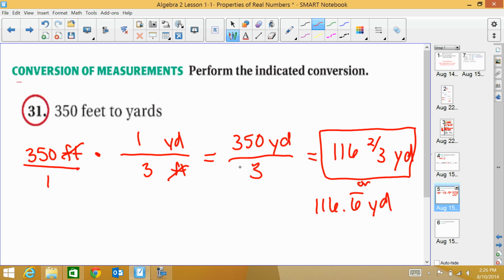Okay, or you could also leave this as an improper fraction, and you could try to divide these by the same number, but actually 350 does not divide by 3, so this would be the improper fraction version. So you could have that as an answer too, since they're not specific. Okay, let's try another one.